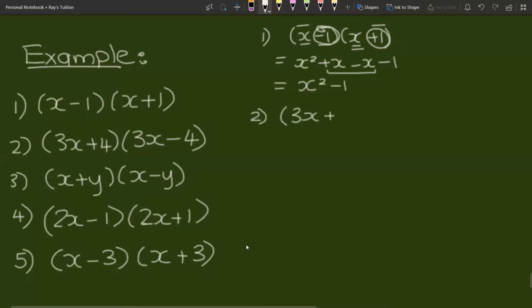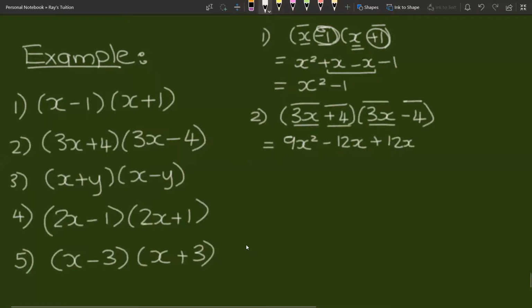So it is 3x plus 4 times 3x minus 4. So once again, we're going to follow the FOIL. So 3x times 3x, the two first terms are 9x squared. Then 3x times negative 4 is negative 12x. And 4 times 3x is positive 12x. And finally, positive 4 times negative 4 is negative 16. Once again, we find that our middle terms cancel out, leaving us with 9x squared minus 16. Let us do the next one.